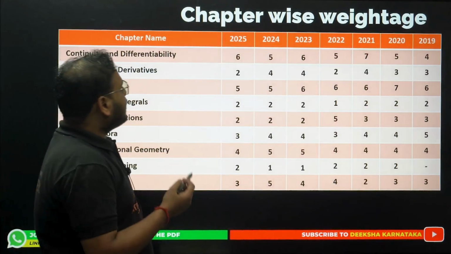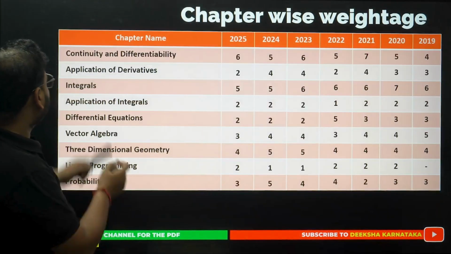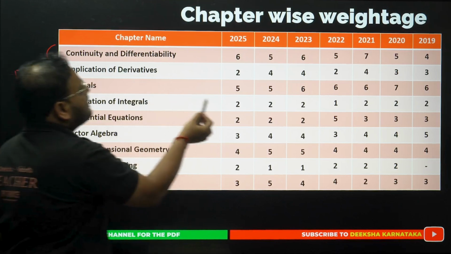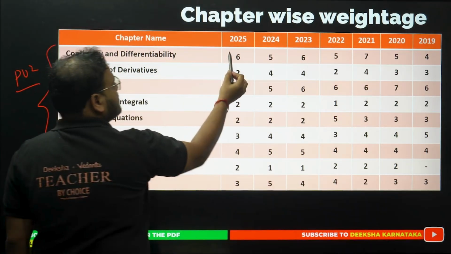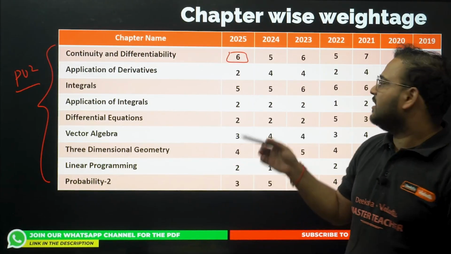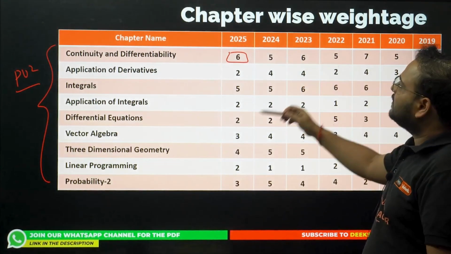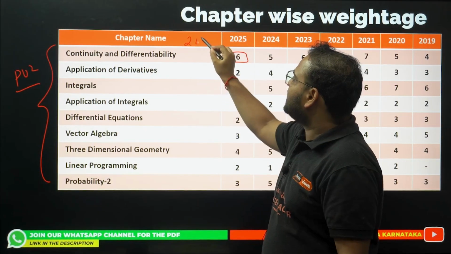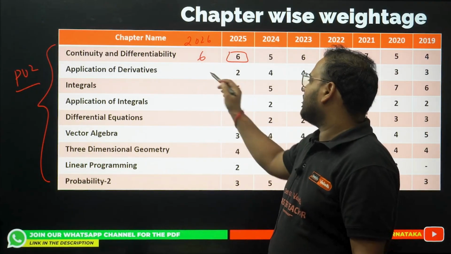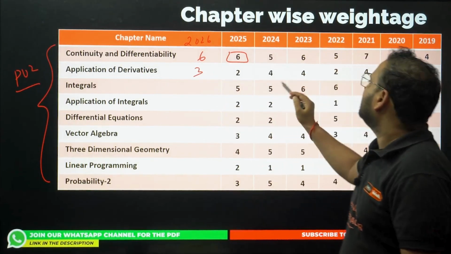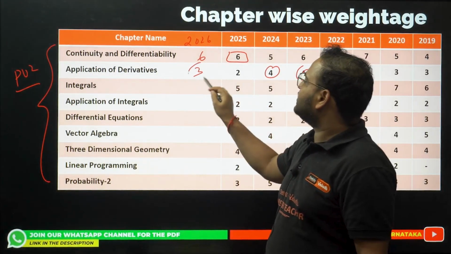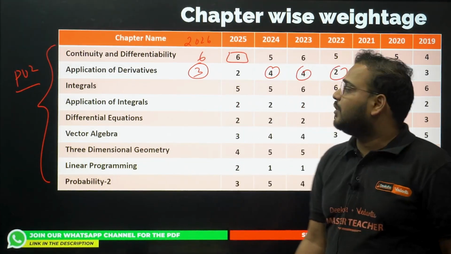So if you continue with your PU2 chapters, again these are all PU2 chapters only, I know you all know that. Continuity and differentiability had 6 questions in it. In the last few years 5, 6, 7 questions have been asked alternately, sometimes 5, sometimes 6, sometimes 5 again, like that. This year also you can expect the same amount of questions, 6. AOD also had 2 questions this year. You can expect 2 to 3 questions here. Trend is 4, 4, 2, 4, 3, 3. So on average 3 questions can come from application of derivative also.